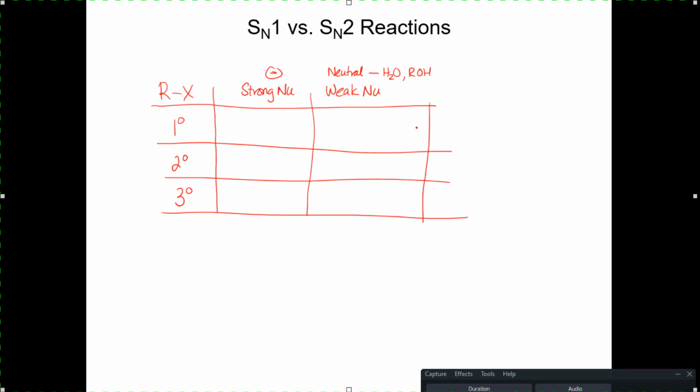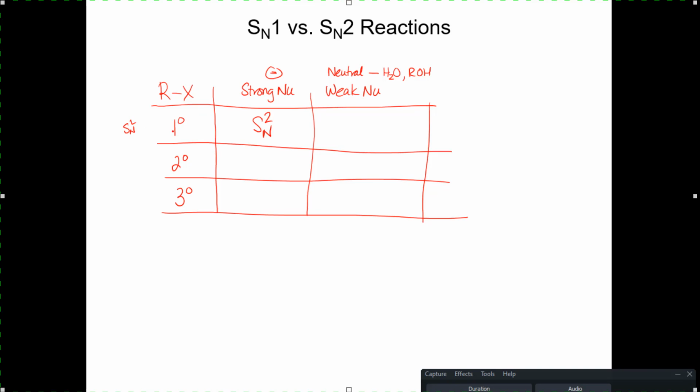So let's start with the primary system. What kinds of reactions can the primary system undergo? It can only undergo SN2. So the real question with the primary system is, will it undergo SN2 or will it not? So primary alkyl halide plus strong nucleophile is going to be SN2.